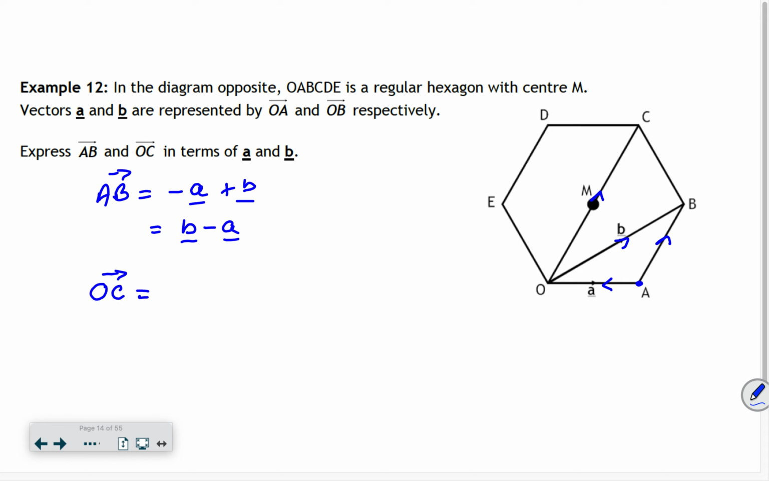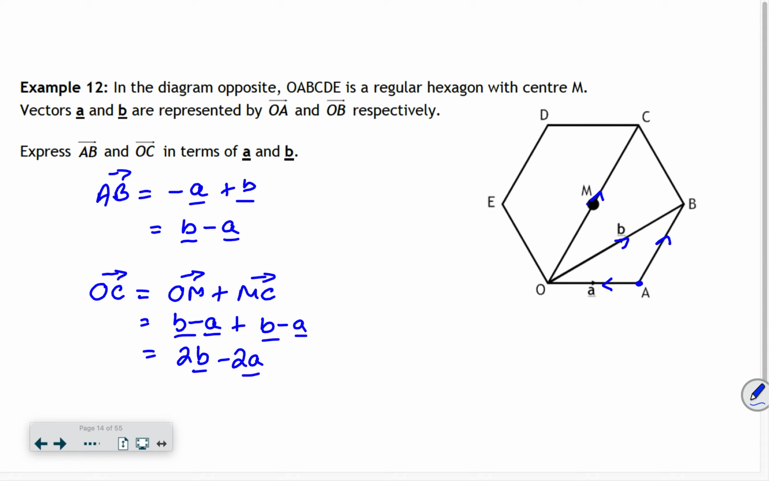For vector OC, look at what we already know about it. If I look at this vector here, which is vector AB, that's the exact same journey as going from O to M. So I can say that vector OC is the same as doing the journey from O to M, plus the journey from M to C. So that's going to be the journey of AB, which is B minus A, plus another journey of B minus A. So that'll just be 2B minus 2A.